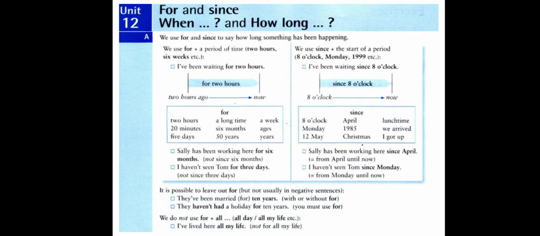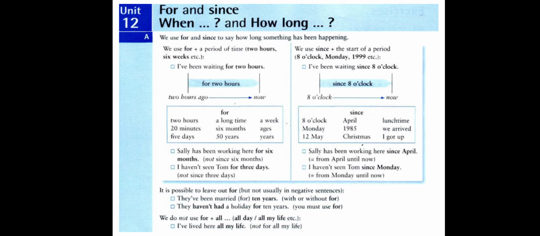Sally has been working here for 6 months. 6 months is the period covered by the action, has been working. She started before 6 months until now. So we say for 6 months. We don't use since here because since is followed by the beginning of the action, the date of the beginning of the action, the start of the period. But for is followed by the complete period of time. So we don't say here since 6 months.